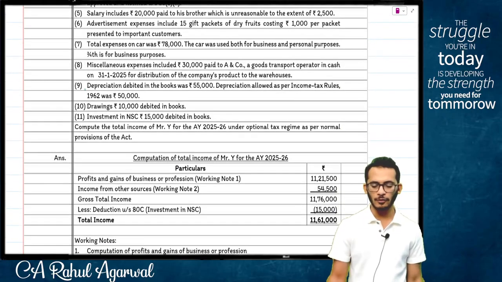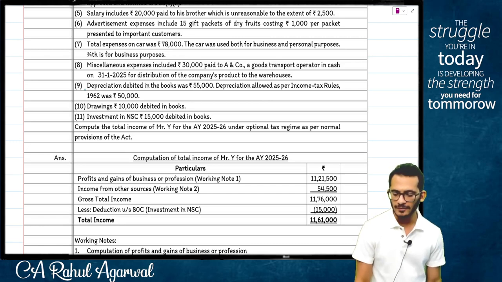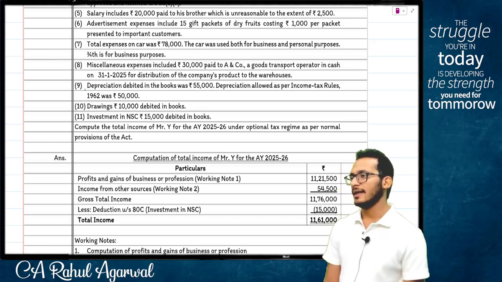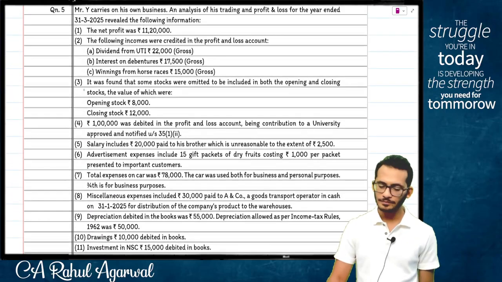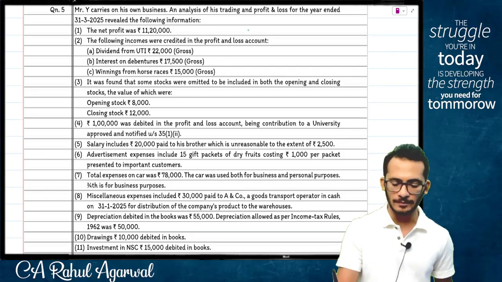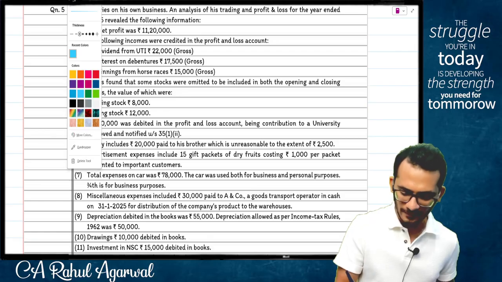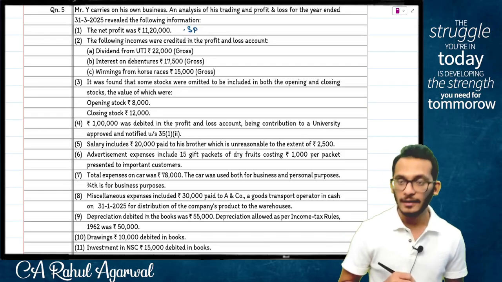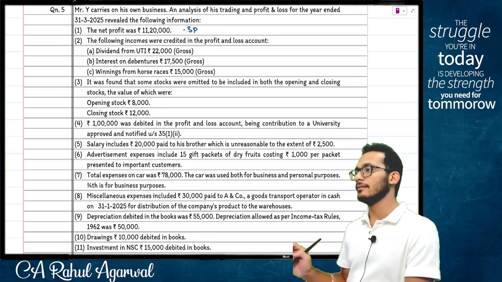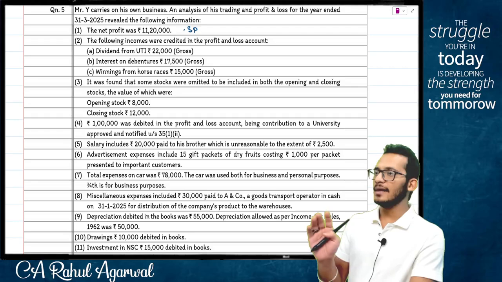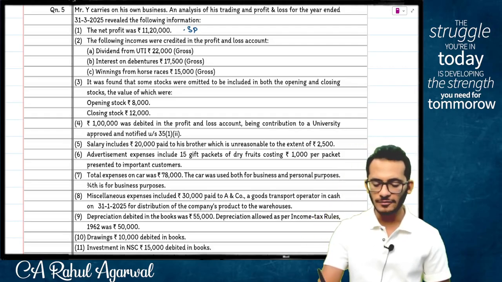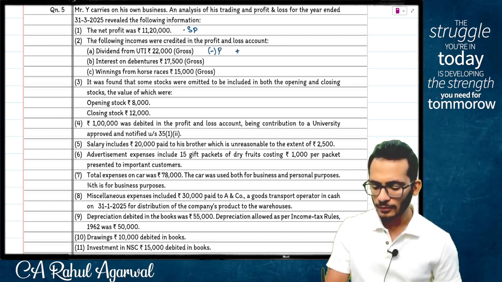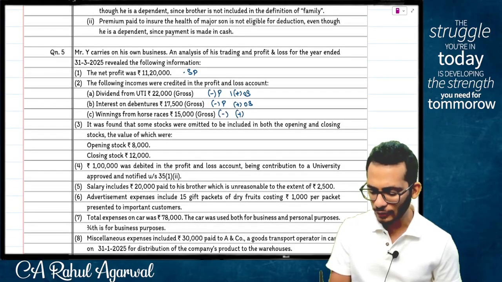So let's pay attention. But before we do that, I'm looking at the bottom. It says compute the total income of Mr. Y for the assessment year 25-26 under optional tax regime. Let's read the question. The first item says net profit was 11,20,000. This is my starting point. The following incomes were credited in P&L. People, these are incomes, meaning if it should be there, let it be. If it is not there, minus. Keep the thought in mind. Dividends from UTI, minus, take to income from other sources. Interest on debentures, take to income from other sources. Winnings from horse races, minus from PGBP, add to IFOS, tax at the rate of, doesn't matter.